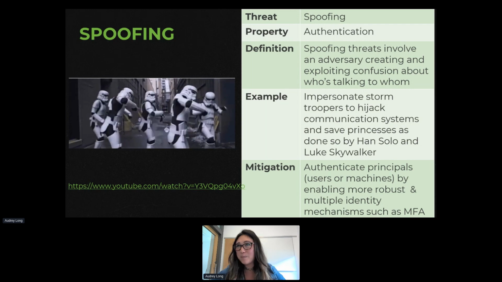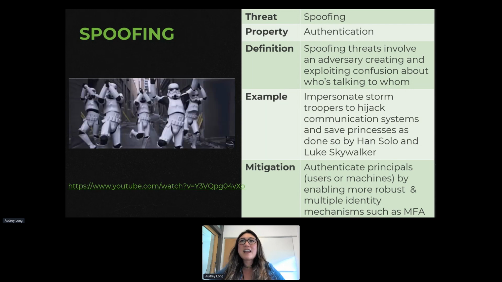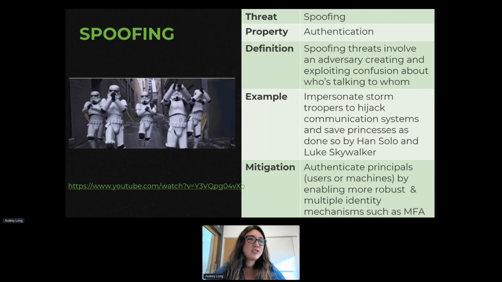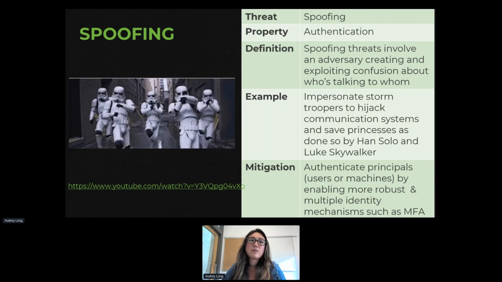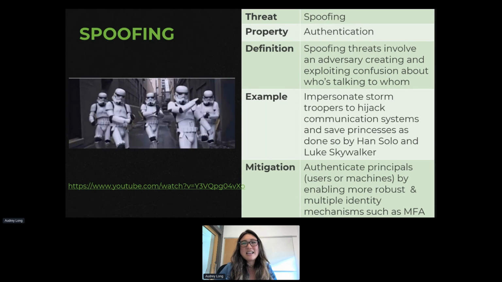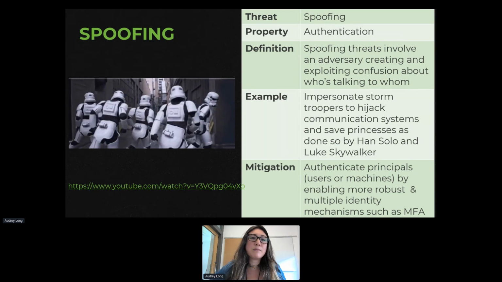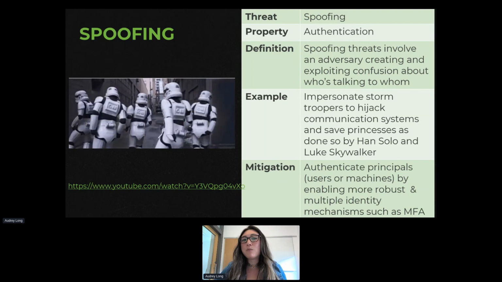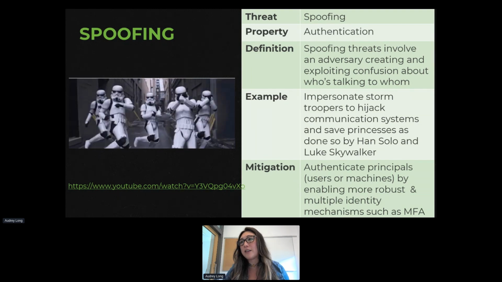And in this example, we see it throughout all of the Star Wars movies, impersonating stormtroopers to hijack communication systems and save princesses, as done by Han Solo and Luke Skywalker in Episode 4. A potential mitigation could be authenticating principals, users, or machine identities by enabling more robust and multiple identity mechanisms, such as multi-factor authentication.